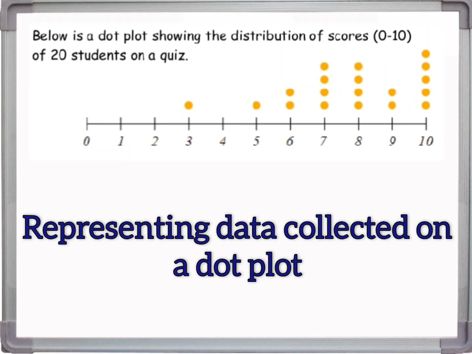Good morning, students. It's math time. Today's topic: representing data collected on a dot plot.